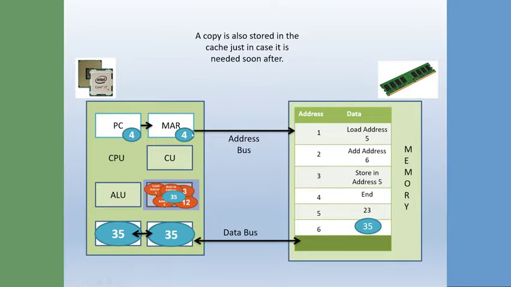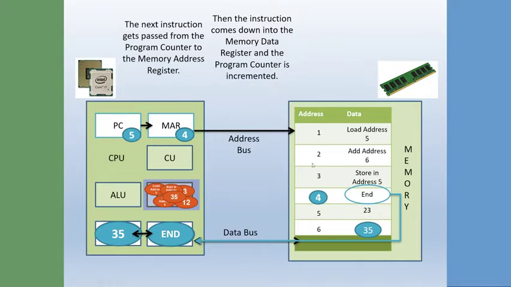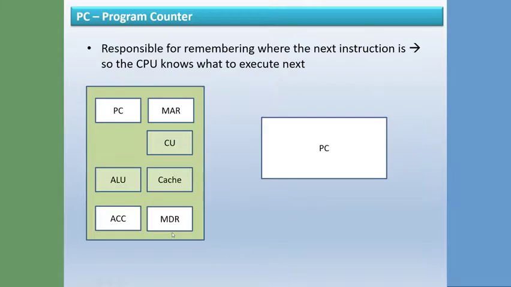It increments the program counter, because we need to carry on until we get to instruction number 4, which is an end. So we now know that we need to end that program. That is sent to the memory data register, and there's our program. It's finished.